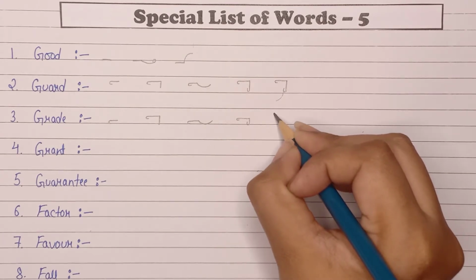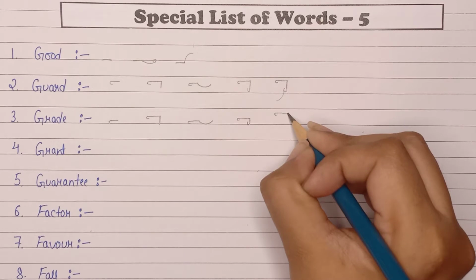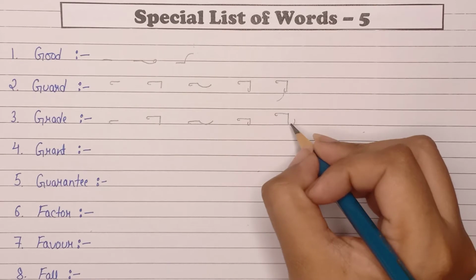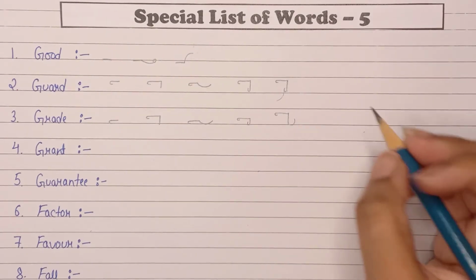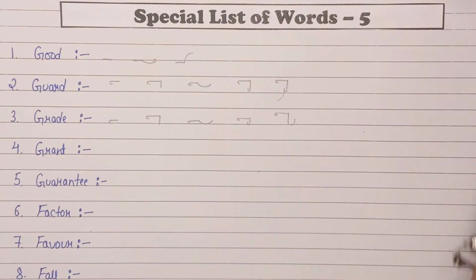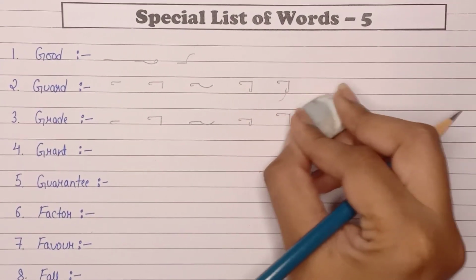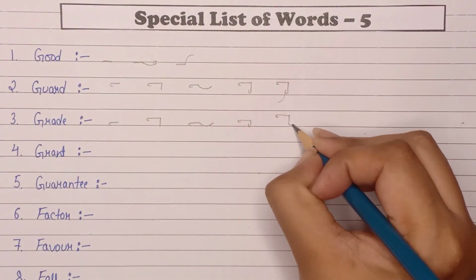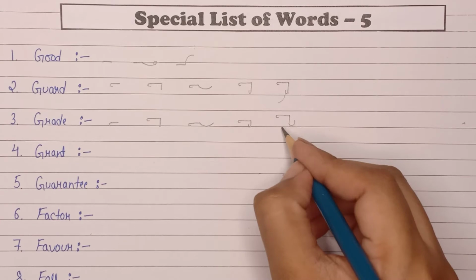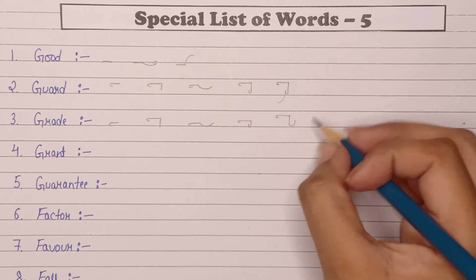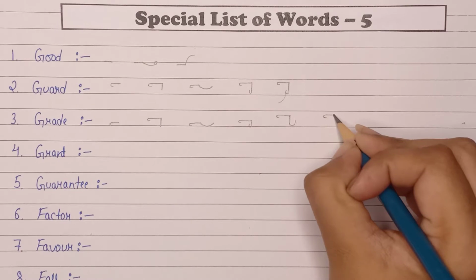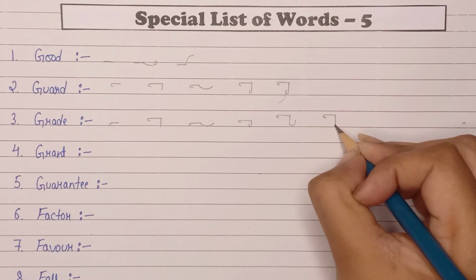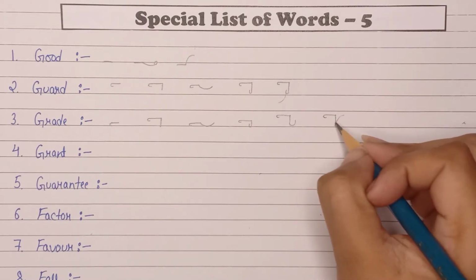Then GR D and shun. This is gradation. Okay, and this comes above the line. Gradation. This comes above the line. Next, gray day. Gray jewel. This is gray jewel.